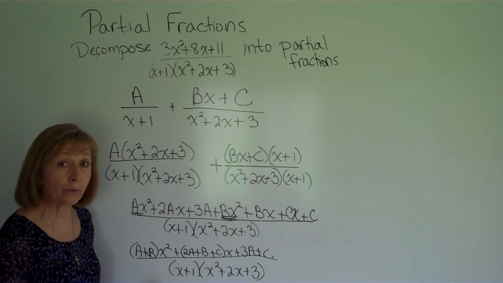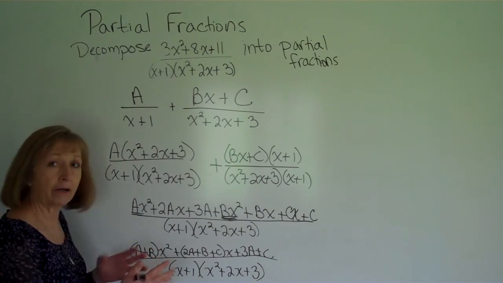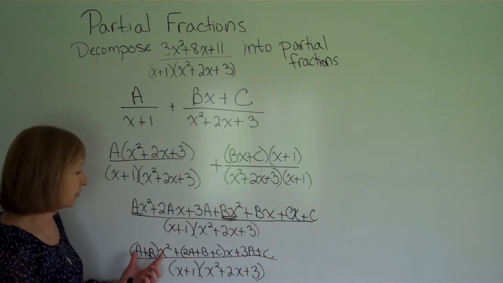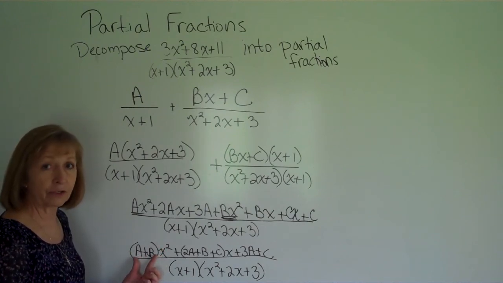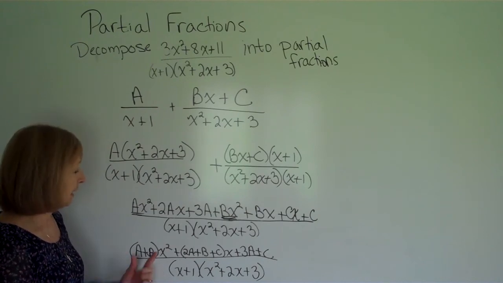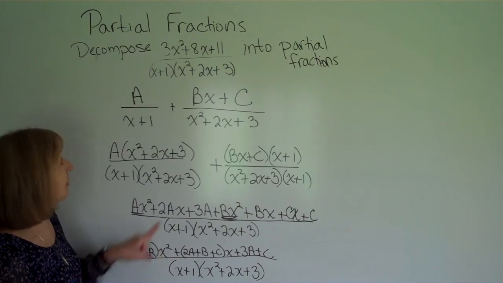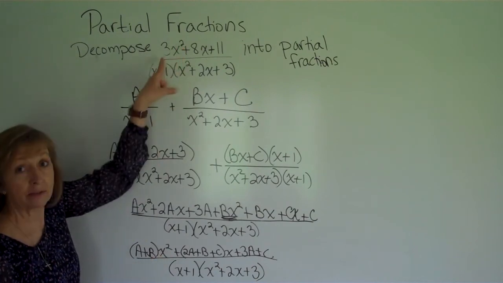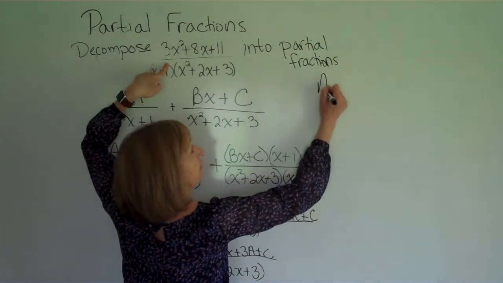All right, now we're going to equate these coefficients in front of the powers of our factors, the terms with the x and the powers, with the coefficients from the original problem. So a plus b has to be the same as the coefficient in front of the x squared, which is 3. A plus b has to equal 3.